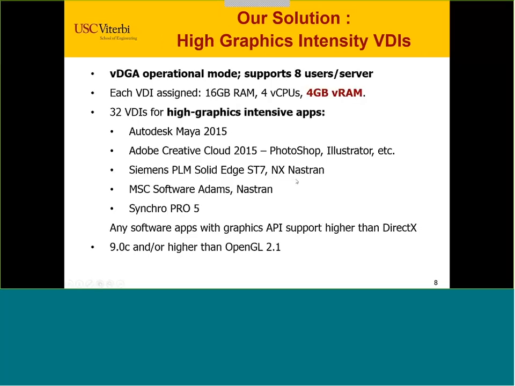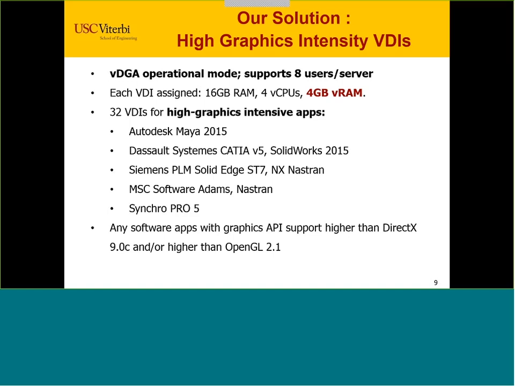Next is the high graphic intensity VDI. Because we are running pass-through, the vGPU pass-through, at this point in time each server supports 8 users. And with 4 servers, we have 32 VDIs that we can support. The types of applications that go with that are CATIA, SolidWorks, Siemens products, Solid Edge, and various others mentioned right there. Autodesk Maya, which is in the entertainment graphic type of 3D rendering, is also supported well on that.